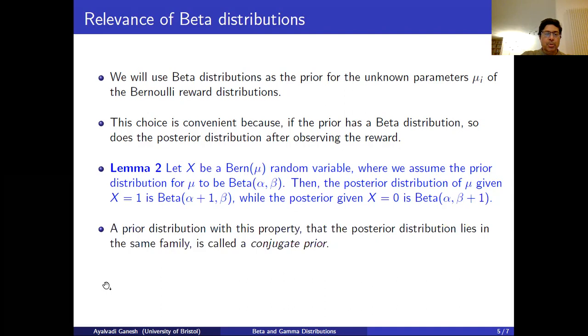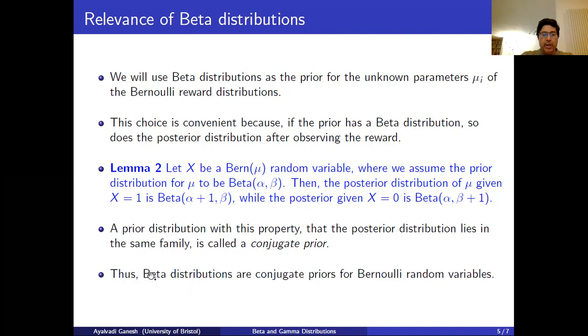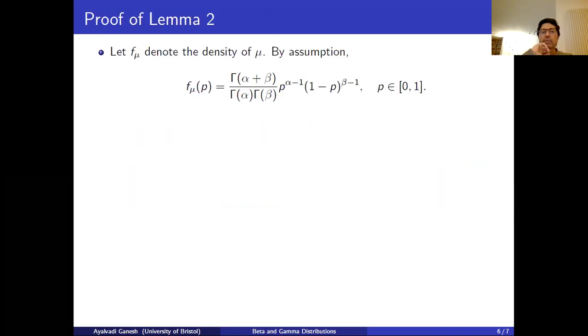Okay, so a prior distribution with this property, that the posterior lies in the same family, is called a conjugate prior. And those of you who are doing the unit on Bayesian statistics will no doubt have seen several examples of conjugate priors. Okay, and what this lemma says is that beta distributions are conjugate priors for Bernoulli random variables. Okay, so let's turn to the proof.